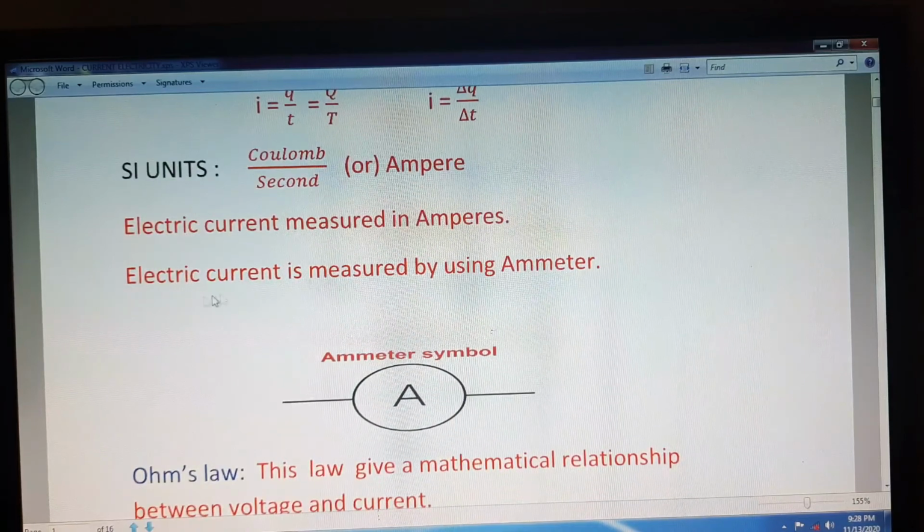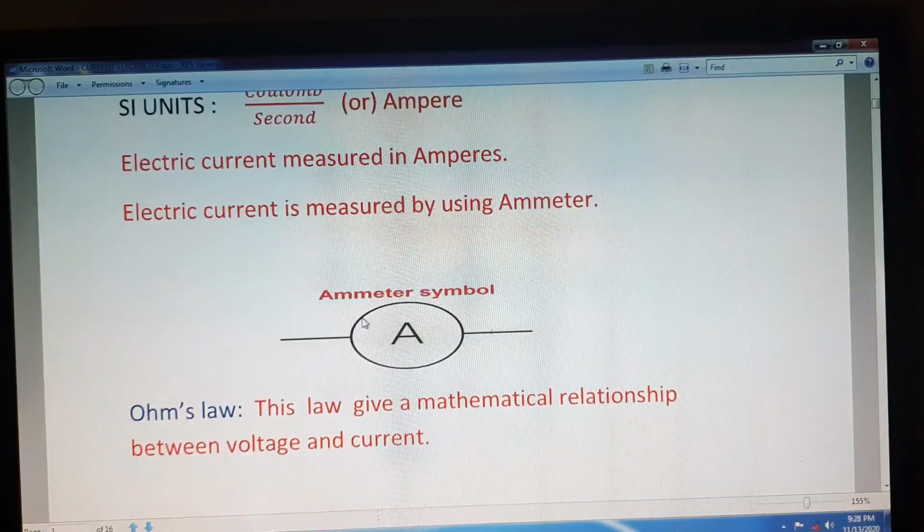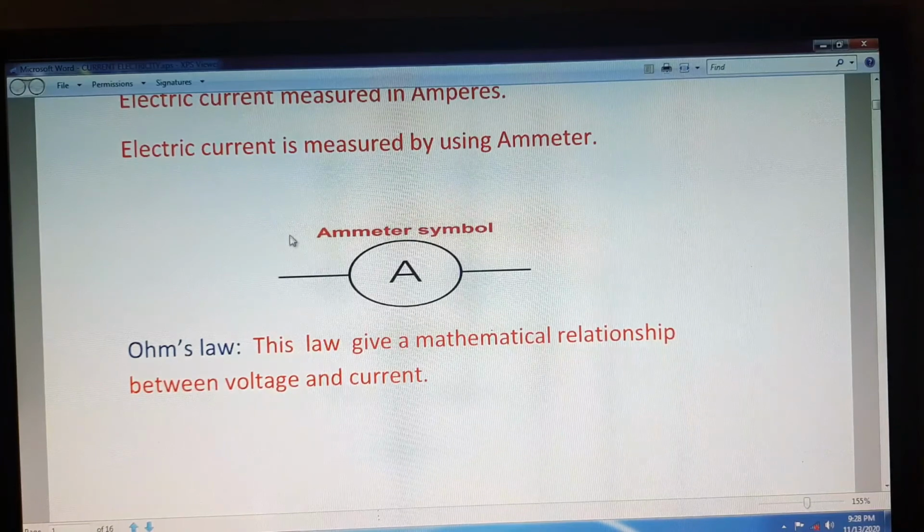The electric current is measured by using an instrument, the electronic device called an ammeter. We can observe the ammeter symbol. The ammeter is used to measure the electric current in the current carrying conductor in an electronic circuit.